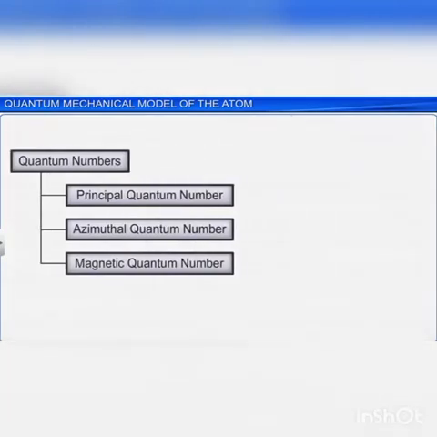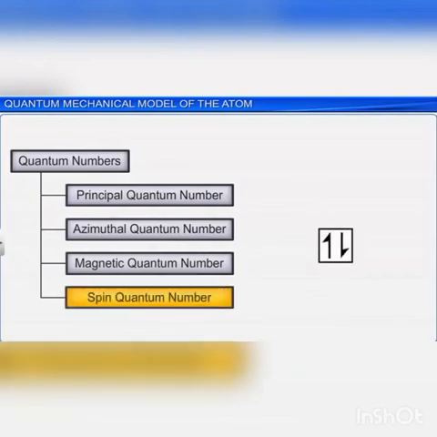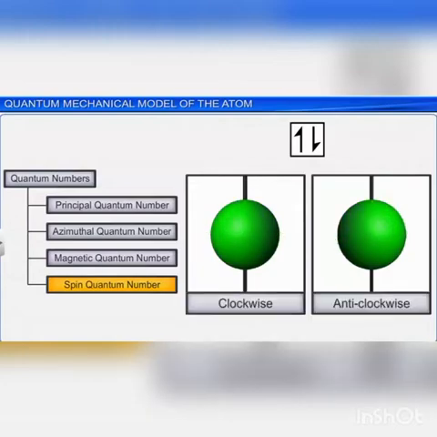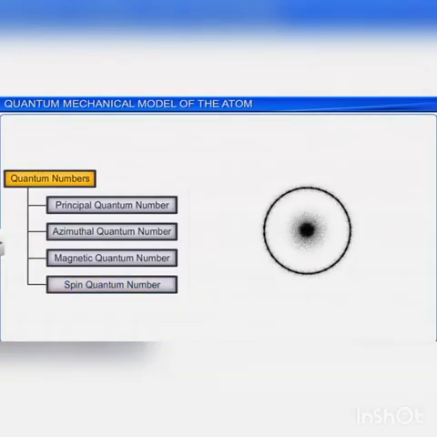A 4th quantum number, called the spin quantum number, was also introduced later to represent the spin of the electron about its axis. The spin quantum number is characteristic for an electron. Therefore, quantum numbers can be defined as a set of 4 numbers that provide the complete information about the electrons in an atom. Let's understand these quantum numbers in detail.